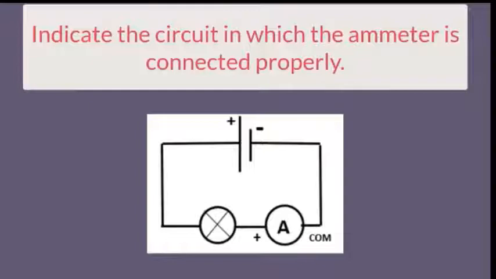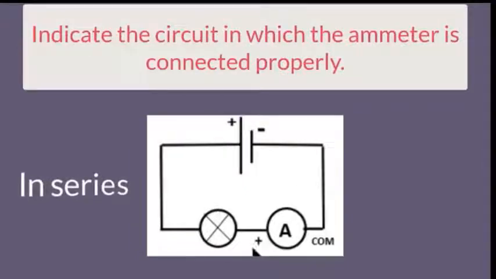The ammeter is connected properly in this circuit because it is connected in series, and the positive terminal of the ammeter is connected to the positive pole of the dry cell and comes to the negative pole of the dry cell.